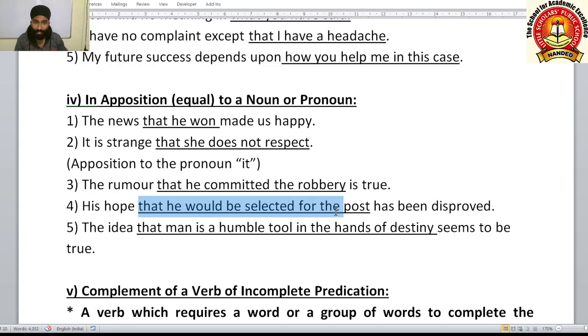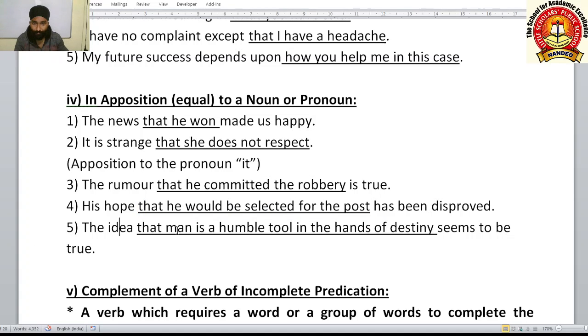That he would be selected for the post. This is acting as equal to the hope because it is telling what the hope is. What has been disproved? His hope. What is the hope? That he would be selected for the post. So this noun clause is acting as apposition to the noun hope.